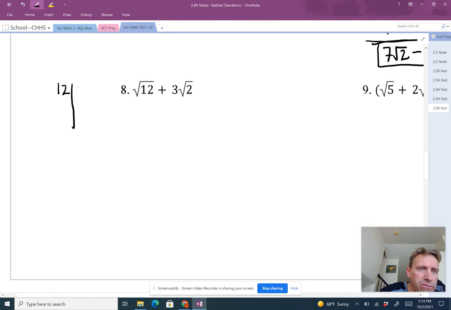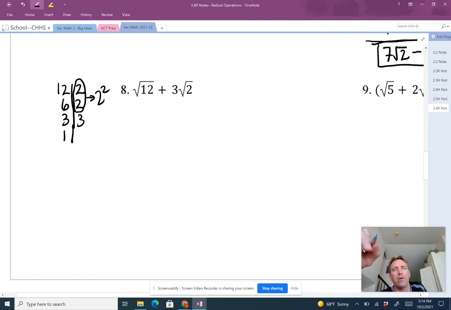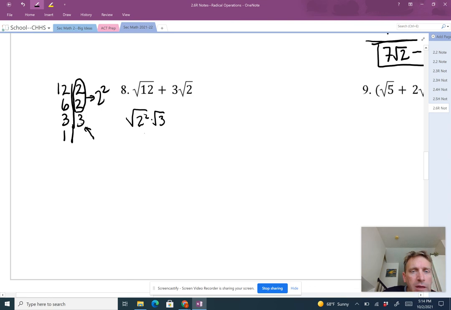2 goes into 12 6 times. 2 goes into 6 3 times. 3 goes into 3 once. And when you get to 1, you're done. Because we're looking at square roots, we're looking for pairs of factors or groups of 2. So there's 2 groups of 2. That's 2 squared. And so I can rewrite the square root of 12 as the square root of 2 squared times the square root of 3.